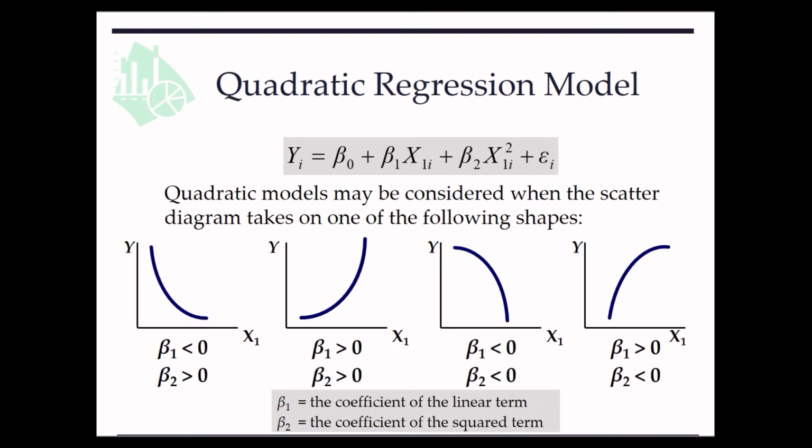So there are 4 different curves regarding quadratic relationship depending on the signs of beta 1 and beta 2. For example, if we have beta 1 negative, then y decreases with x. Further, if we have beta 2 positive, then we have a slope increasing. Similarly, we have the other 3 patterns regarding quadratic relationship.